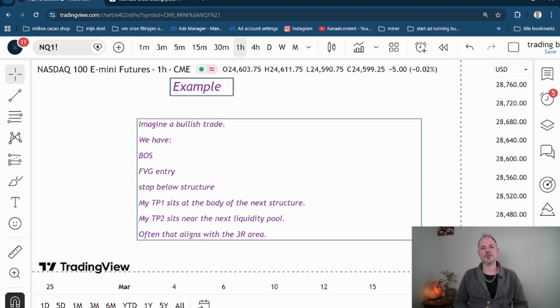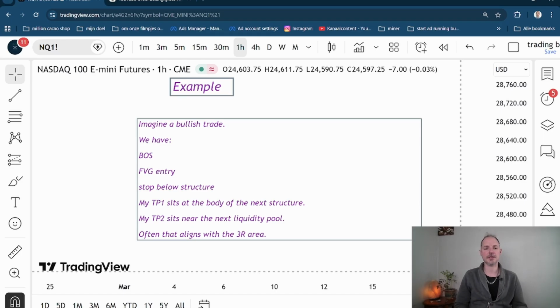An example of a trade. Say that we have a bullish trade. We had a break of structure to the upside. We had a 15-minute fair value gap laying in a discounted area. We had a limit order placed inside, and we put our stop at the higher time frames.